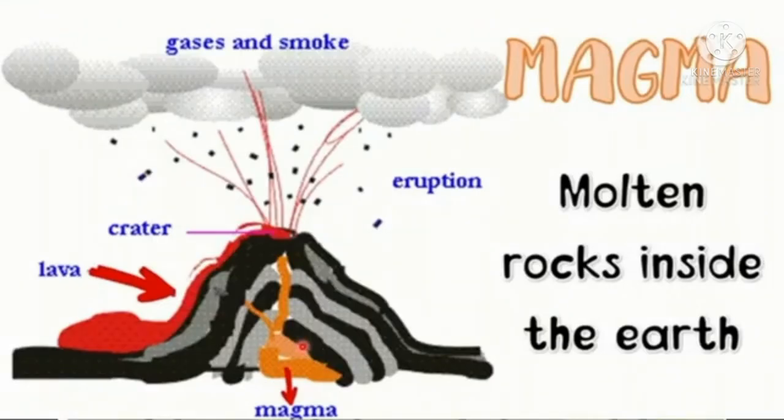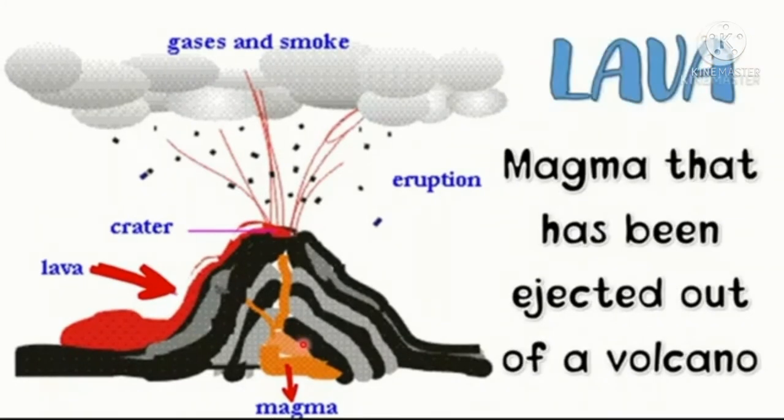When we say magma, it is a hot fluid or semi-fluid material below or within Earth's crust that is usually made of molten rocks. When the magma is ejected out of the volcano, it is now called lava. Lava is an Italian term which means to slide, which is what molten rocks do when they reach the surface.